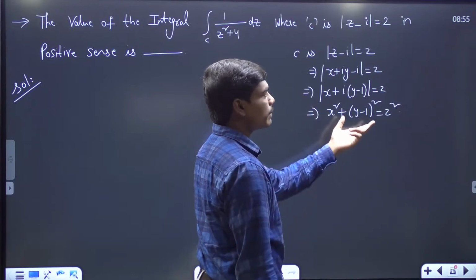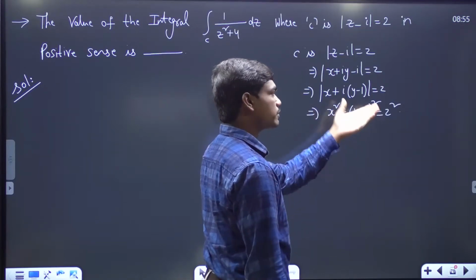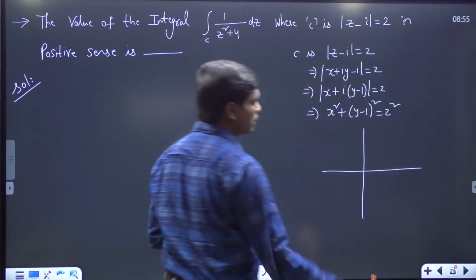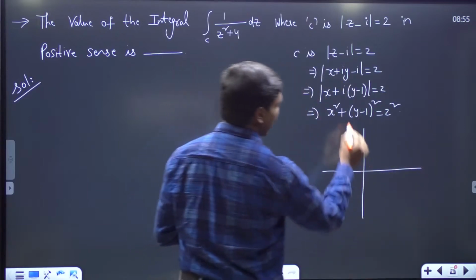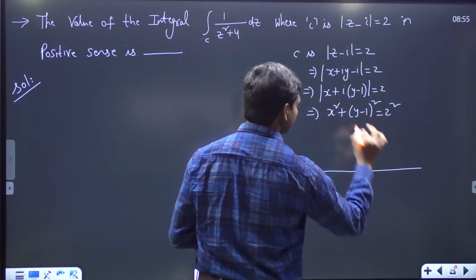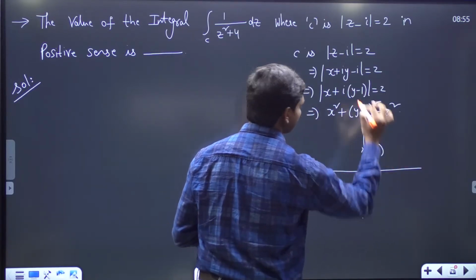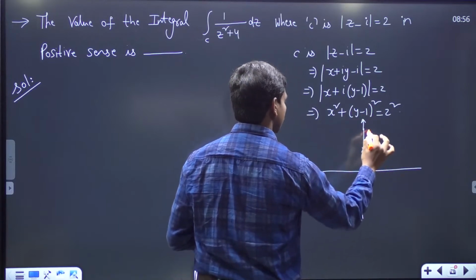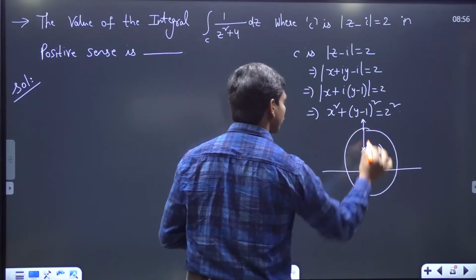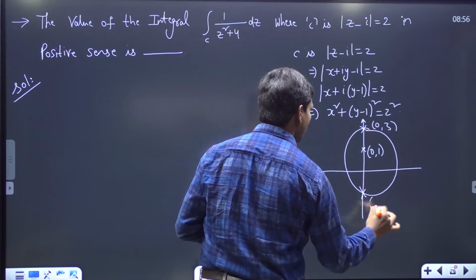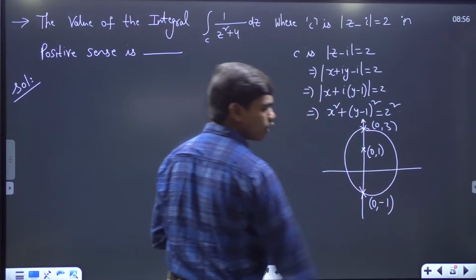So x square plus (y minus 1) whole square is equal to 2 square. Which means the circle is having the center at (0, 1), somewhere here. Next, radius is 2. So the circle could look something like this, where this point is (0, 3) and this point is (0, minus 1). Okay, I hope 0 is the wrong answer.